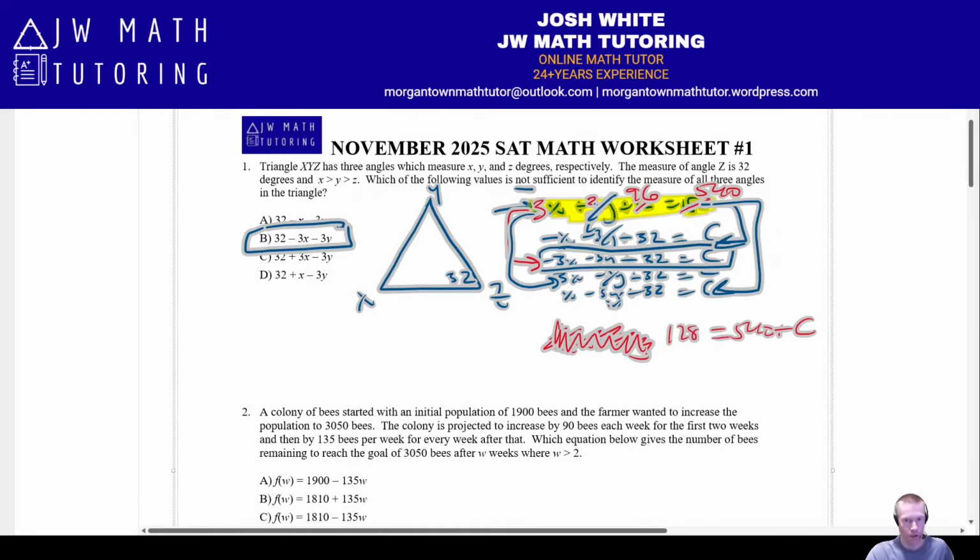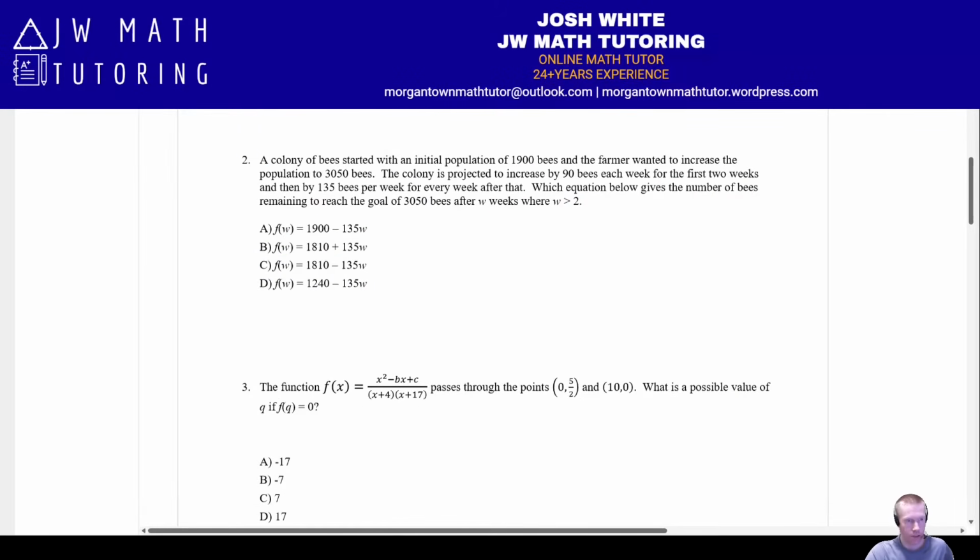All right, let's look at the second question now, the one with the colony of bees. So when you read through this question, it seems like a very complicated and complex question, but it actually is not that difficult, and I'll show you. Here is the way you can solve it.